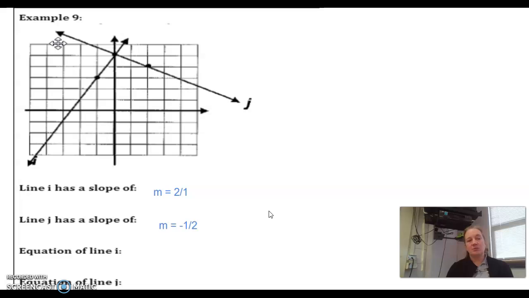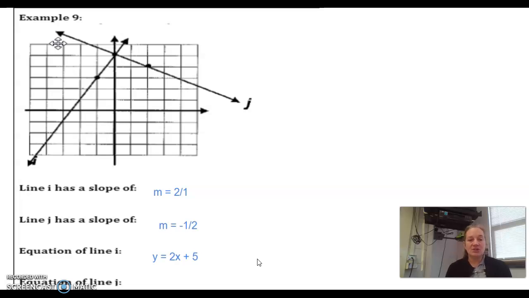Are these perpendicular lines? Yes, because my slope started off as 2 over 1. I flipped it, and then I made it negative. So that's a negative reciprocal. And then I'm going to calculate the equation. I don't have to do any math in Desmos. I just look. My slope is 2 over 1, and it's crossing the y-axis at 5. So my equation for this one is y equals 2x plus 5.